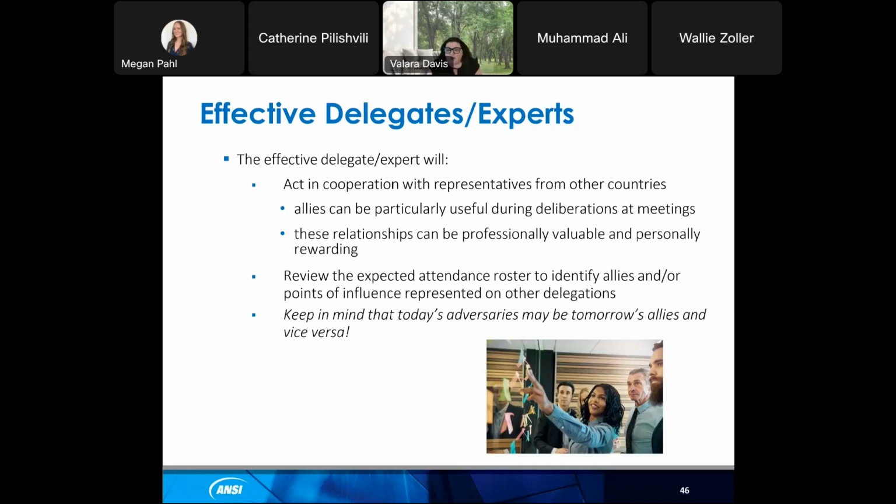So it's really important to be effective at the meeting that you're acting in cooperation with representatives from other countries. As we noted, allies can be particularly useful in order to help move your positions forward. When you have more than one country's support, that can help drive results. And these relationships, as I think Wally mentioned earlier, can be professionally valuable as well, and personally rewarding. I know within my technical committee, we have a lot of great personal relationships, and it actually helps the technical committee function a lot more smoothly.